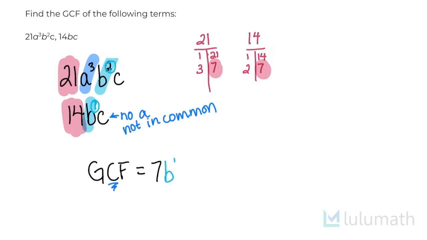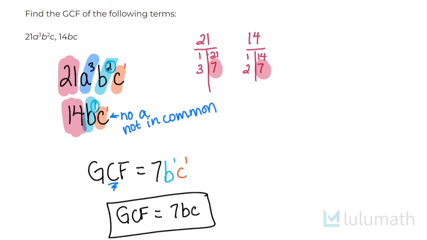And then lastly, for our c's, we've got c to the power of 1 and c to the power of 1. Well, it's the same exact thing, so we can say c is part of our GCF. Also, if our two choices are to the power of 1 and to the power of 1, they're both the quote-unquote smallest one. So therefore, my final answer for my GCF is going to be 7bc. Okay.